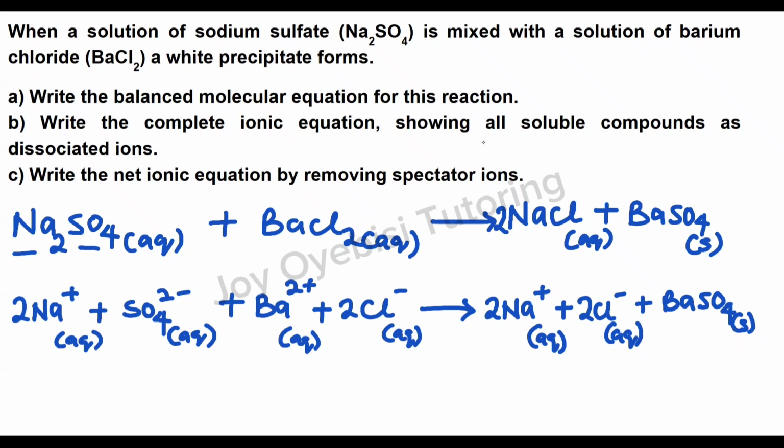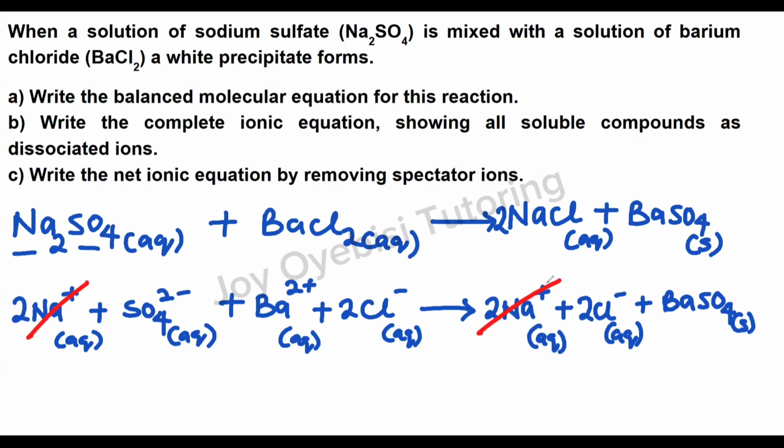Now the net ionic equation, which is question C, it says write the net ionic equation. In order to write that, you need to cancel out all your spectator ions. Spectator ions are those ions that you see on both sides of the equation. So sodium and sodium, these are spectator ions. Now, I want you to pause this video and try to locate the second spectator ion and let me know in the comment section if you got it right, okay?